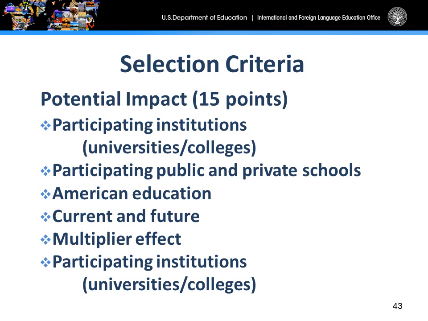Potential impact is worth 15 points. Applicants should focus on the potential impact of the project on the development and improvement of the study of modern foreign languages and area studies on participating institutions of higher education, public and private schools. You should describe the possible long-term benefits to project participants, their students, their colleagues, and their communities resulting from successful completion of the GPA grant.